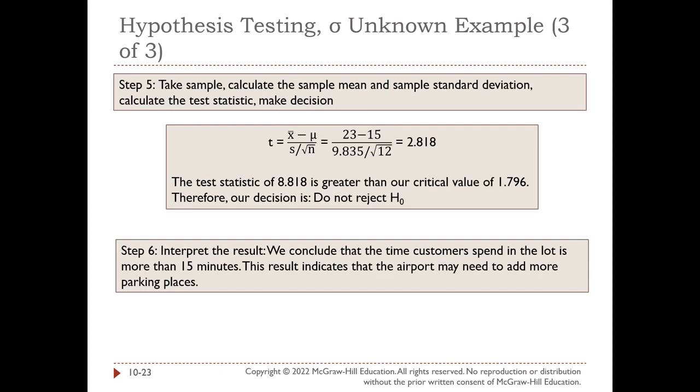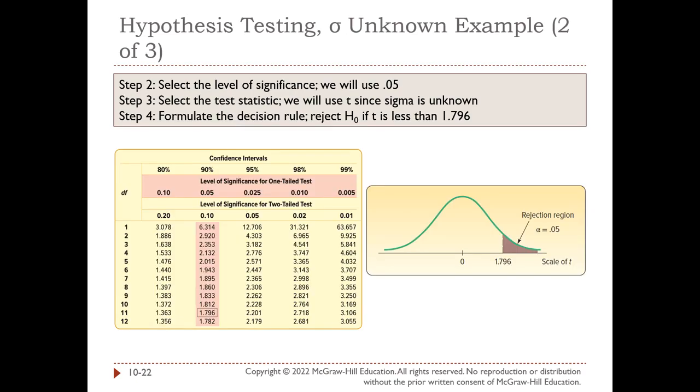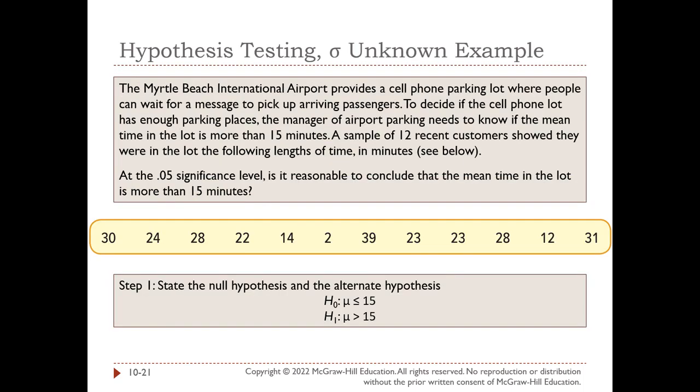Now, all of a sudden they do make an error where it says the test statistics of 8.818, which is actually 2.818. They got another 8 there. It is greater than our critical value of 1.796. Still credit. Therefore, our decision is do not reject. All right, so they have some errors here. We're going to have to reject because it does not follow.